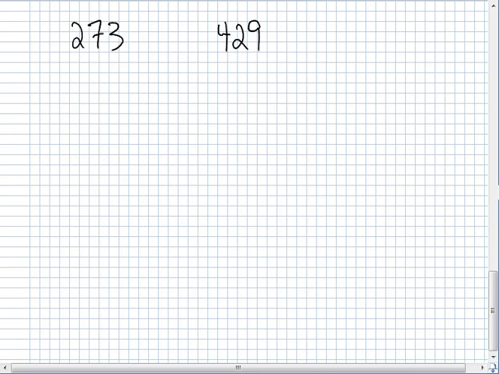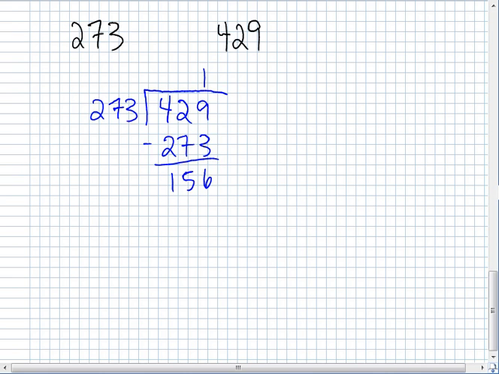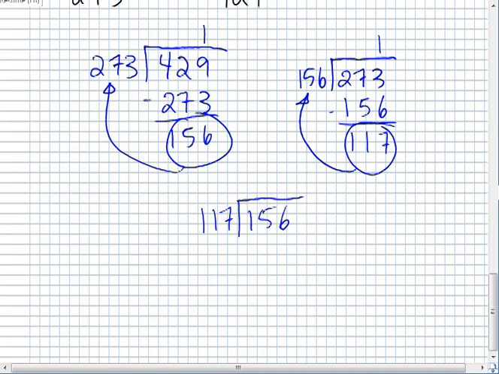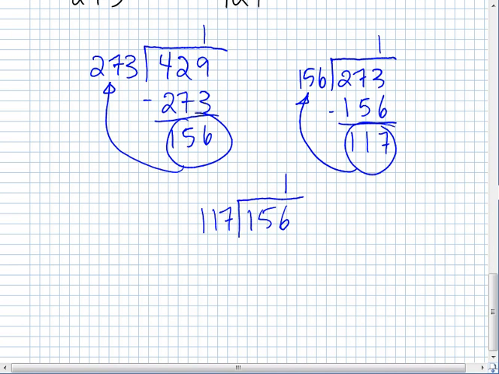Okay, same process: take the small number and divide it into the larger number, and it only goes in once. We get a remainder of 156. I take my remainder and I divide that into my divisor. Again, it only goes in once. And again, I take my remainder, put it into my divisor, and again, it only goes in once, 117, and I get a remainder of 39, and I take that, and again, this goes into that. You just keep doing the same thing over and over again.